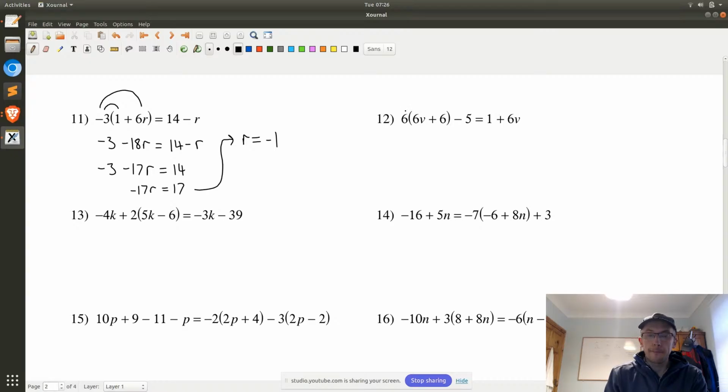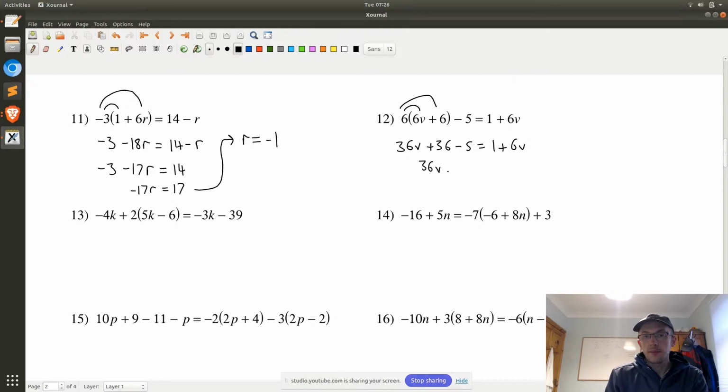Okay. In this problem, similar story. Expand on the left-hand side. So 6 times 6v is 36v. 6 times 6 is 36. 36 take 5 equals 1. Add 6v. Just like that. Then clean up the left-hand side.